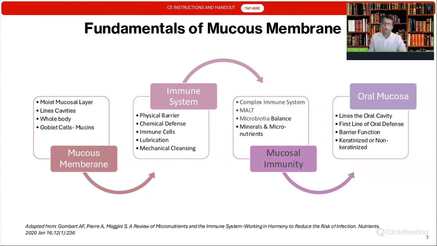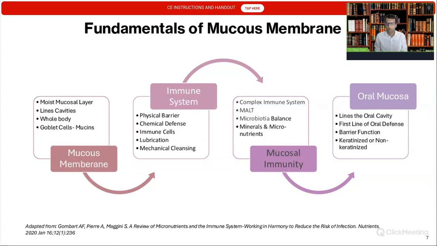Before we go into all the causes, clinical features, and the management of the aphthous ulcers, I strongly believe it is very important to understand the fundamentals of the oral mucous membrane, how the oral mucous membrane functions, and why it is important in aphthous ulcer management. So let's delve into the fundamental concepts of the mucous membrane to grasp the reasons and mechanism behind the onset of aphthous ulcers. The mucous membrane is a moist mucosal layer that lines cavities within the whole body.